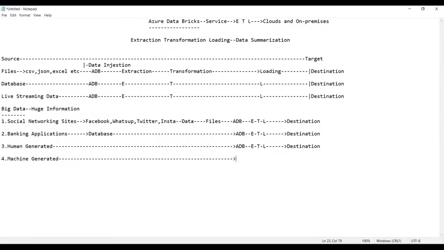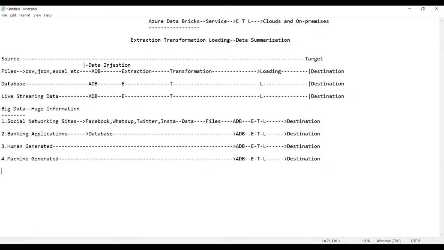Any kind of machine generated data will be recorded, and it can be in the form of live streaming, databases, or files. Live streaming is a process where you get the live data. Then, ADB, again the same process, ETL, and ultimately from here the data will be sent to the destination.